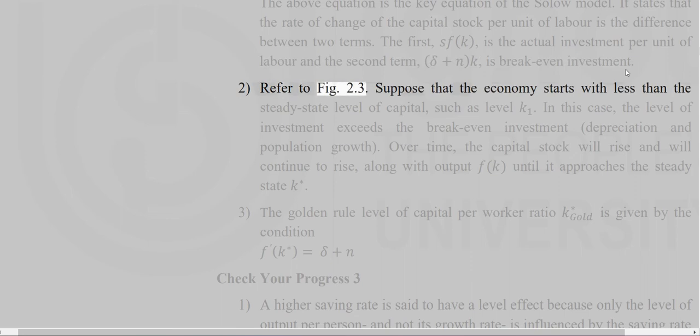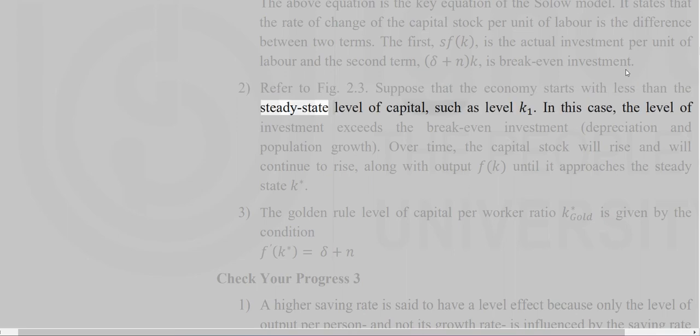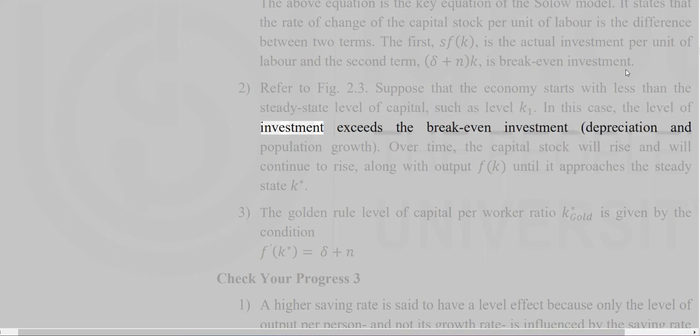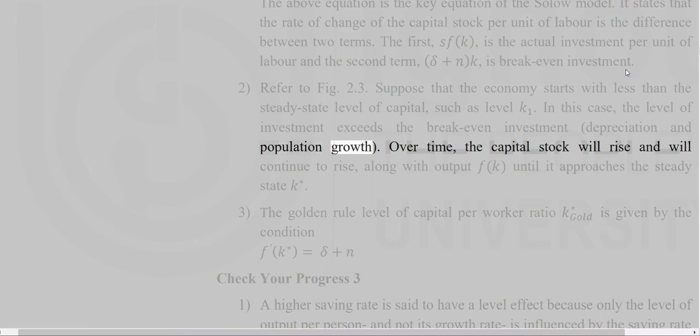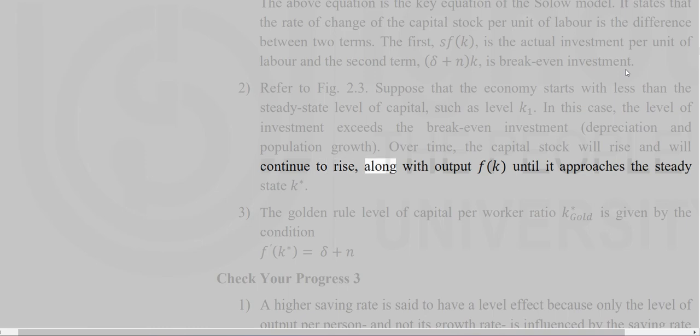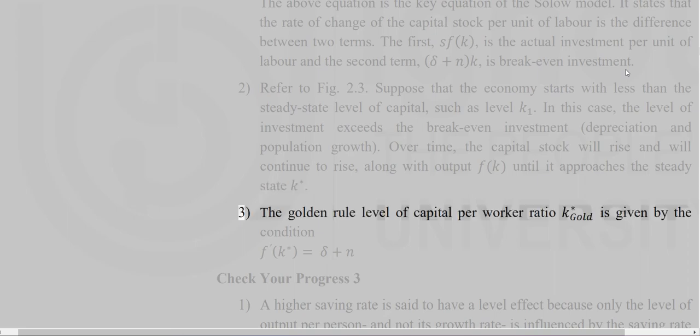2. Refer to figure 2.3. Suppose that the economy starts with less than the steady-state level of capital. In this case, the level of investment exceeds the break-even investment, depreciation, and population growth. Over time, the capital stock will rise and will continue to rise, along with output, until it approaches the steady state. 3. The golden rule level of capital per worker ratio is given by the condition that the marginal product of capital equals depreciation plus population growth.